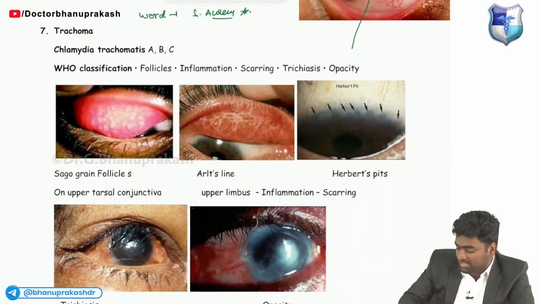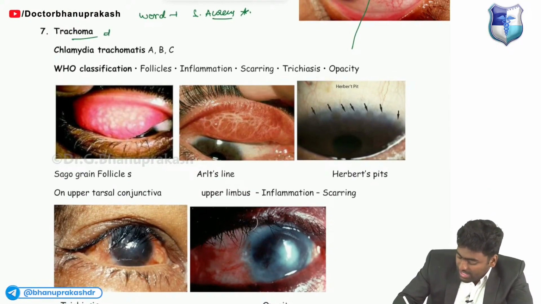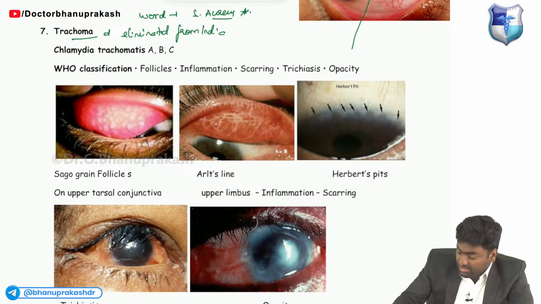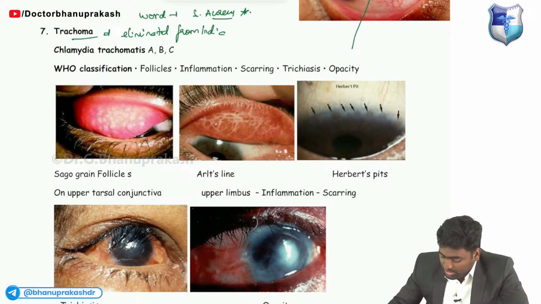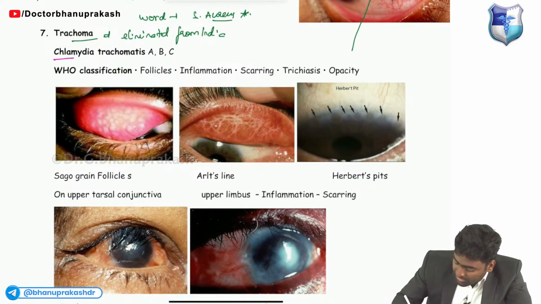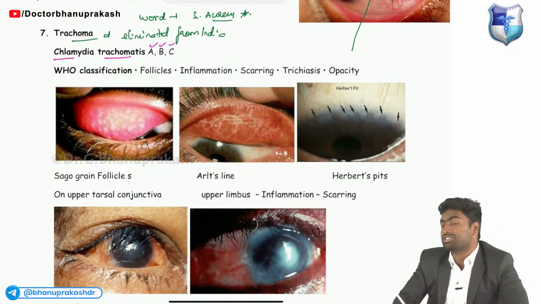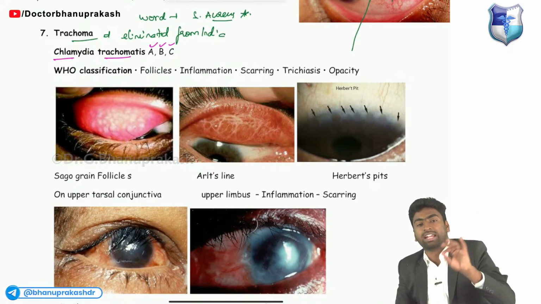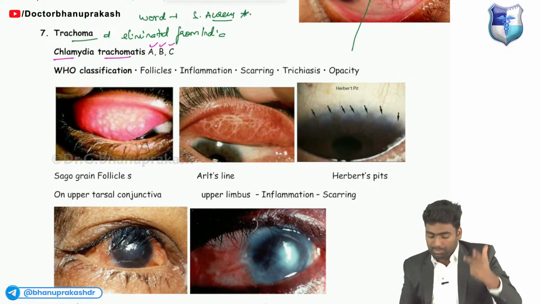Next आगे बढ़ते हैं. Next disease, which is this trachoma. We know it is eliminated from India. Eliminated from India. Remember. And so there is a high chance of being asked about it. Fine. This is due to this chlamydia infection of A, B, C. It is due to the infection of this chlamydia trachomatis of the species of A, B, and C.